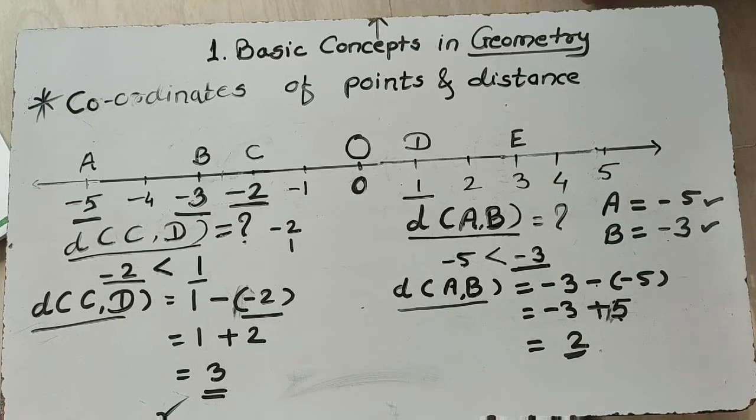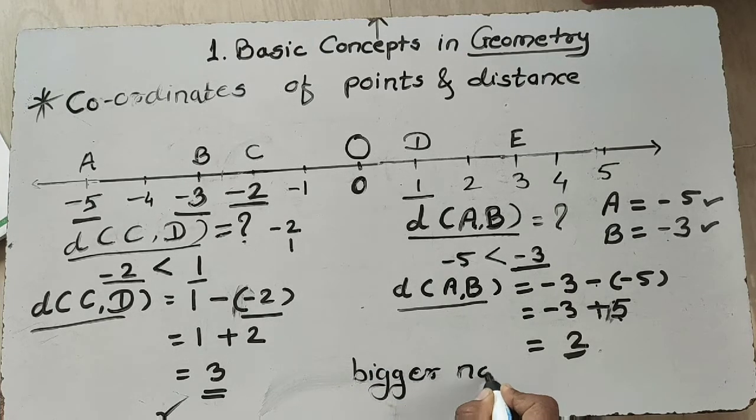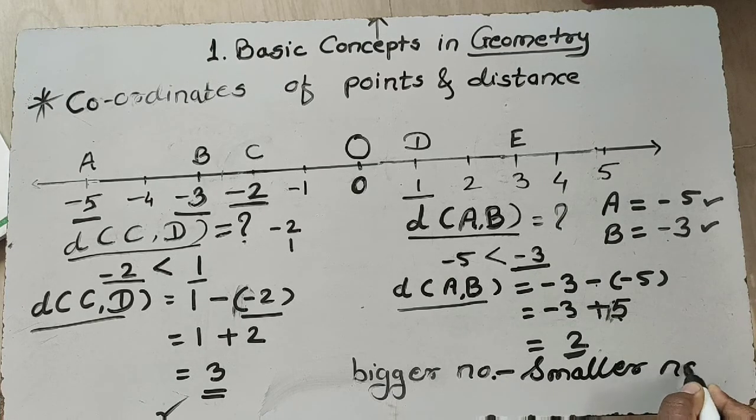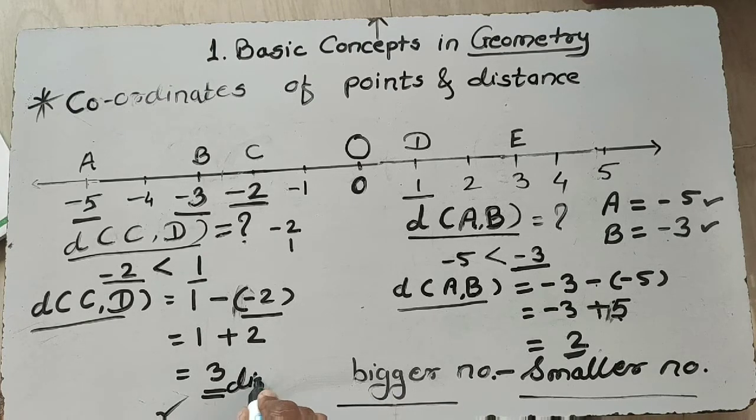Bigger number minus smaller number, then we will get the distance between any 2 points. Okay, all of you understand this?